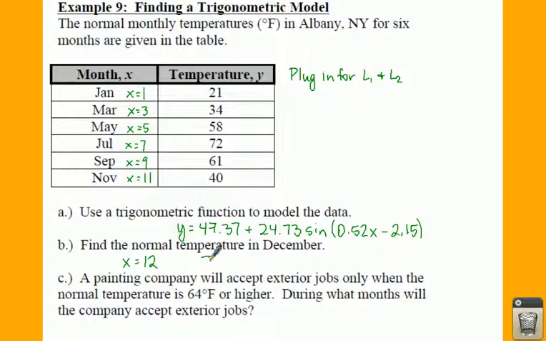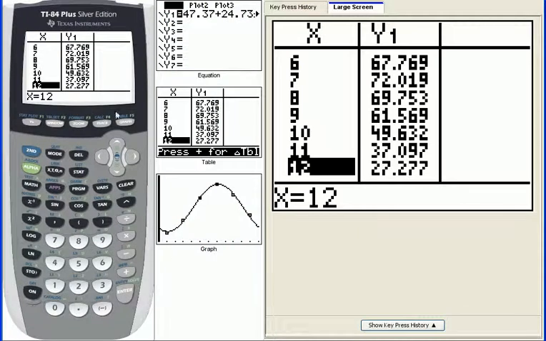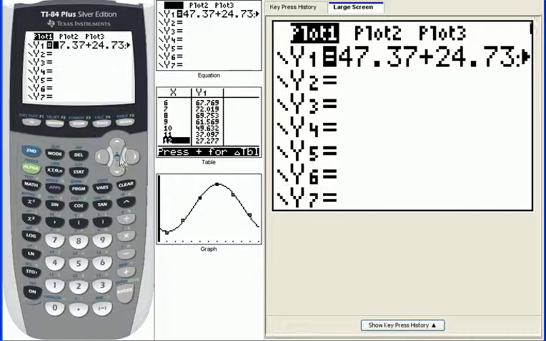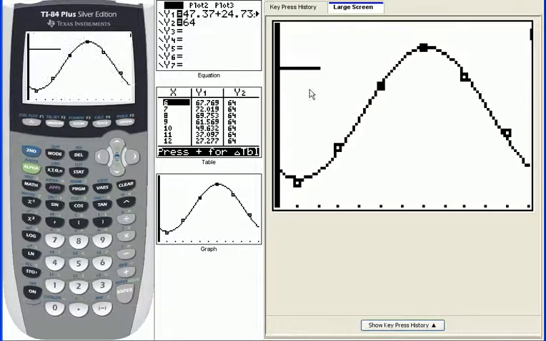So the normal temperature is frigid, kind of like outside right now. The average temperature is going to be 27.3 degrees Fahrenheit. Now, it says a painting company will accept exterior jobs only when the normal temperature is 64 degrees or higher. So we need to figure out during what months the company will accept exterior jobs. So if we go back to this graph, for your second y, just type in 64. And that's going to give us a horizontal line at 64.